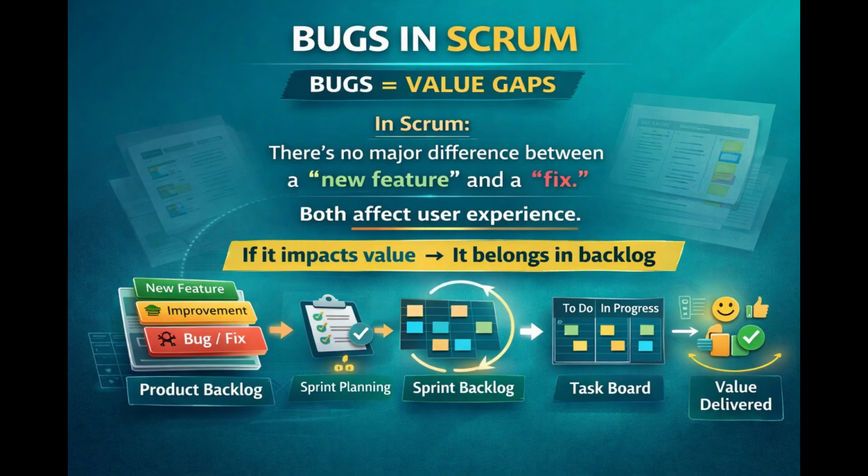Bugs. Now, here's a mindset shift. In Scrum, a bug is not treated as a separate category of work. It's simply something that affects user value. If it impacts experience, it belongs in the backlog. Whether it's a new feature or a defect correction, both represent value gaps.